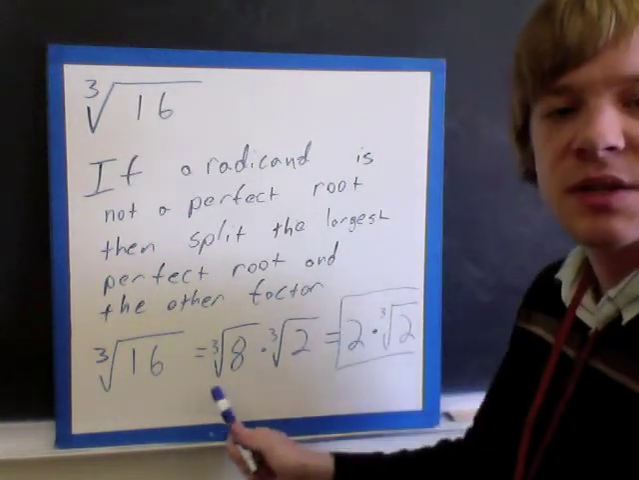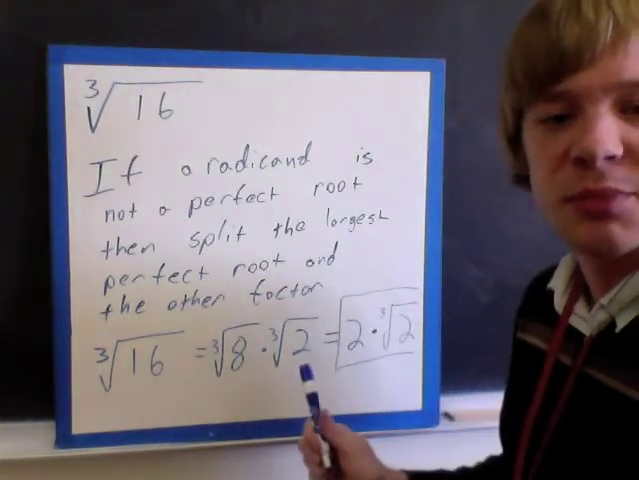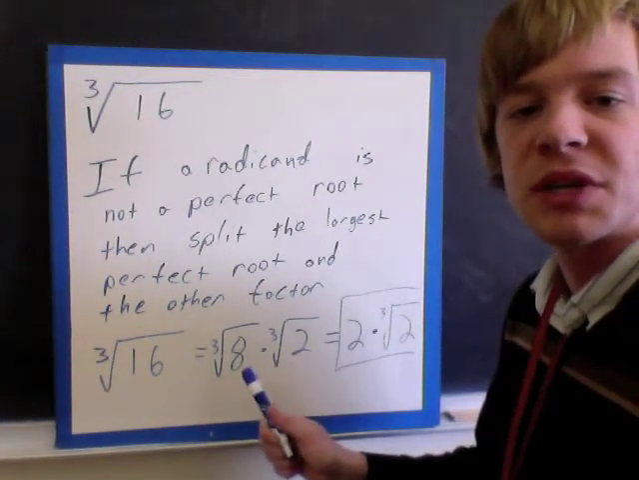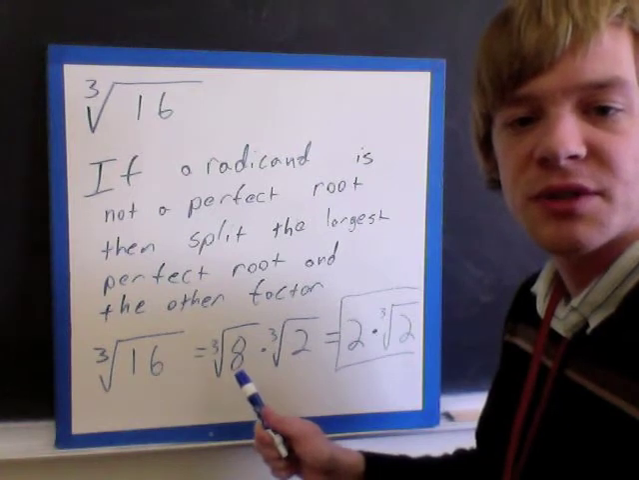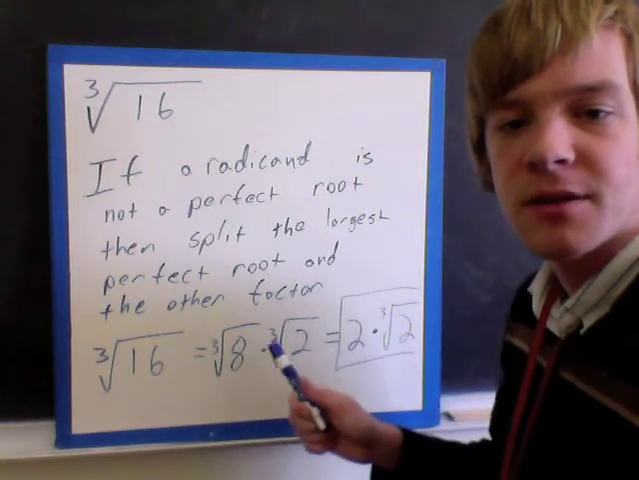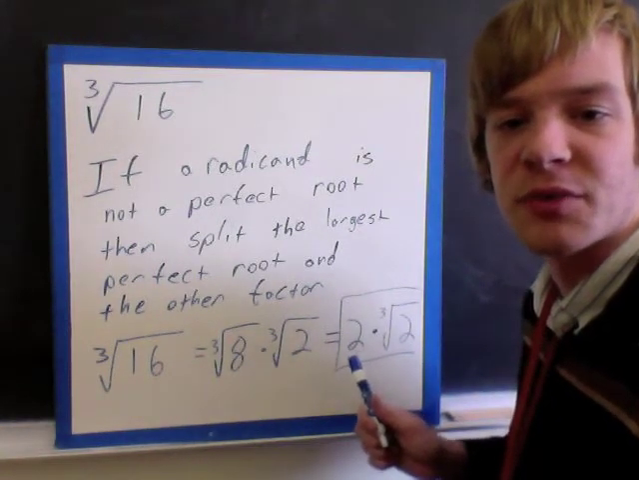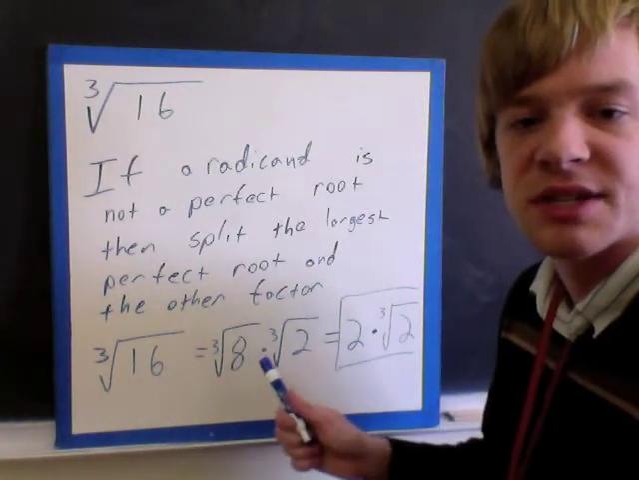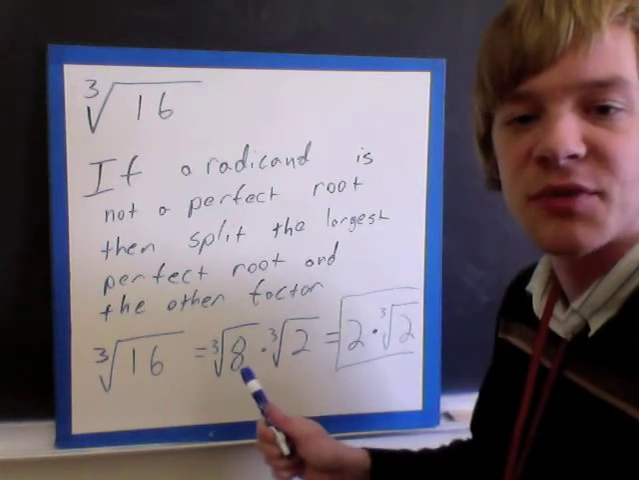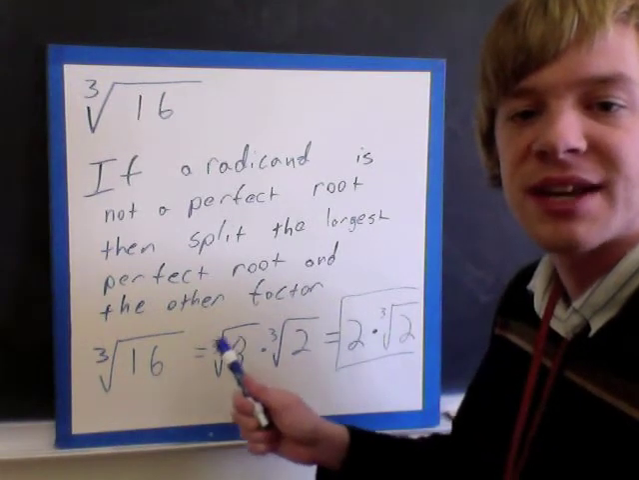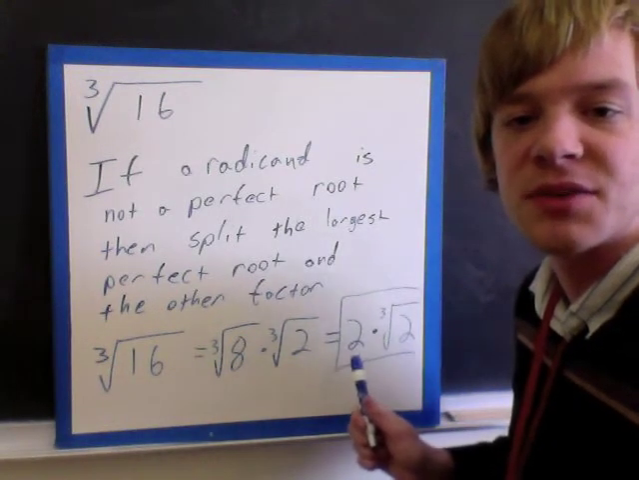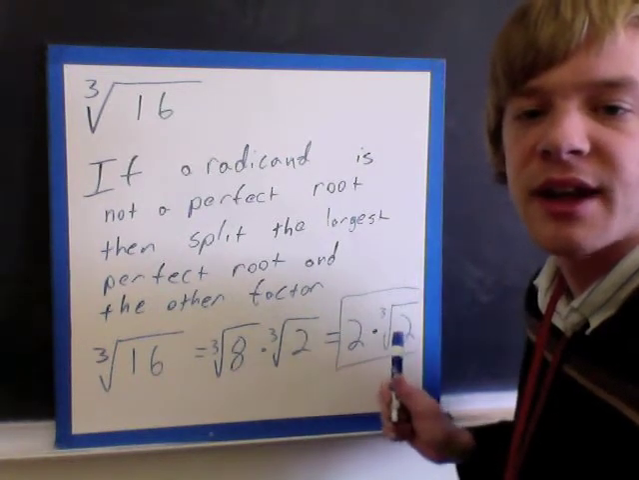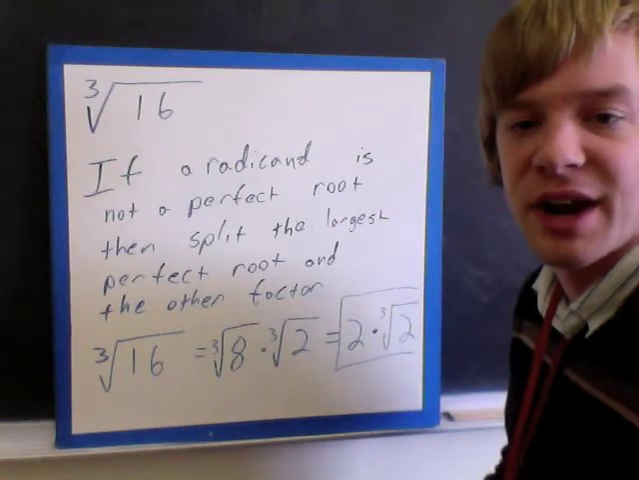We just take what we start with originally, if it's not a perfect root, we split it into two things, with one of them being the largest perfect root less than our number, and then we simplify that root. We leave the other one as it is. So for instance, this 16 here splits into 8 and 2, because 8 is a perfect cube root, and when we take the cube root of 8, we get positive 2, and we leave this second one as a radical there.